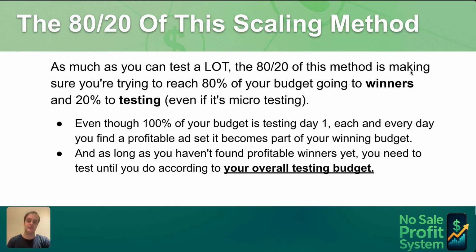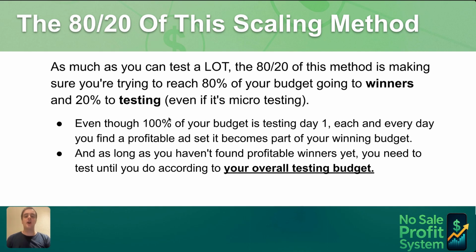So here's the 80-20 of the scaling method, because at the end of the day, you want to make sure at some point you're spending 80% of your budget going to winners, so profitable ads for at least more than a day, and 20% to brand new testing, so testing completely new ads. Having said that, it's very important for you to always be testing completely new ads. There are a lot of people that got stuck at some point because they stopped testing new stuff. They're just testing micro variations of the stuff they already tested. That's not good. Always be testing completely new stuff.